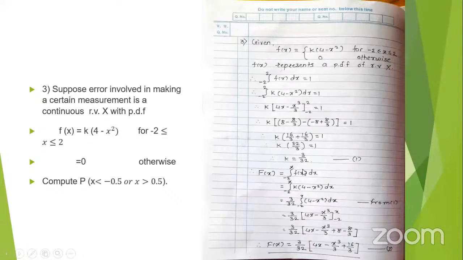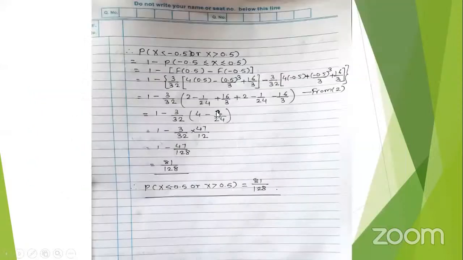The definition of the distribution function I had written, the function value I had written, and the K value I have substituted here. I had taken it outside the integration, and I had written over here from equation 1, I used the value of K. So this is a definite integration, and then integrating, solving, substituting upper limit minus lower limit, we got equation 2.